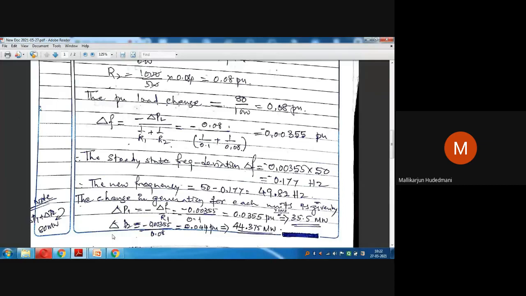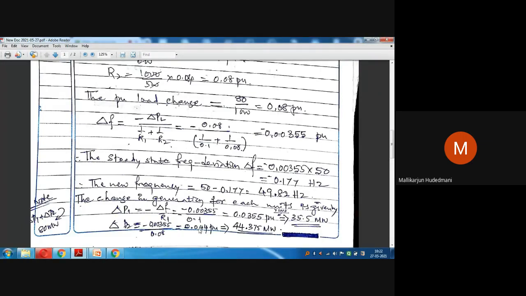Similarly, machine 2, if you want to check it out, what is machine 2's share? Again, delta F divided by its droop. Its droop, you can see on the top of the page here, is 0.08 pu. It becomes 0.044 pu. Again, there are so many significant digits which I did not write here. When it becomes necessary for me to multiply by 1000, in the calculator I pick them again.